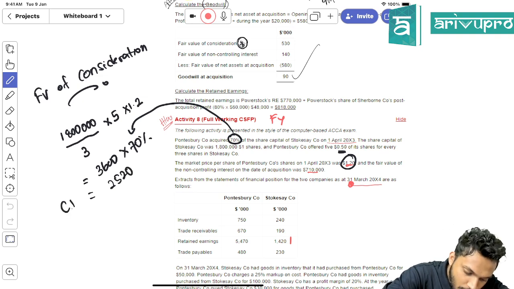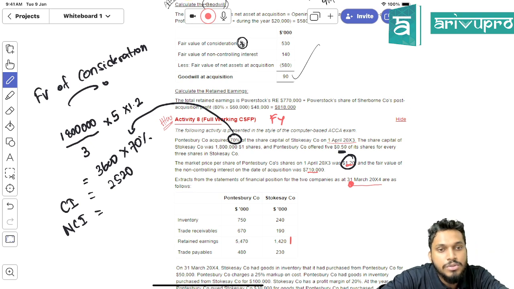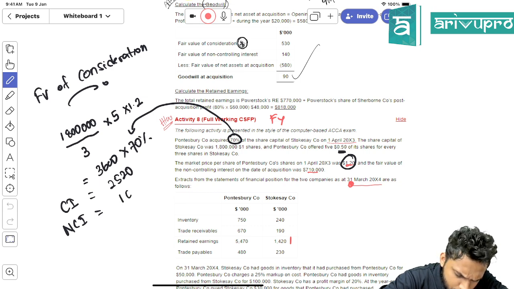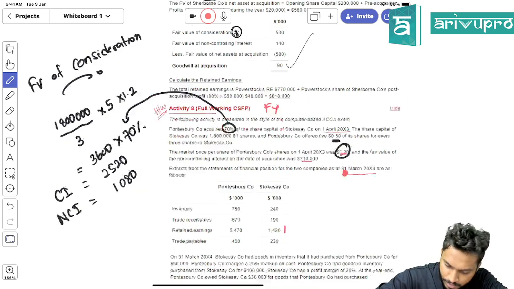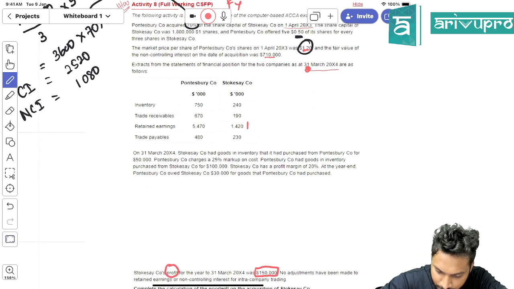So this is your controlling interest, and also you can find your non-controlling interest. 3,600 minus 2,520 is how much? Okay, we are just calculating here. How much is that? 3,600 minus 2,520. 1,080. So the non-controlling interest, what have they given?